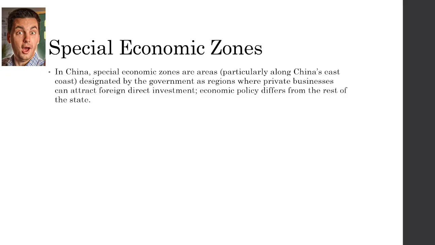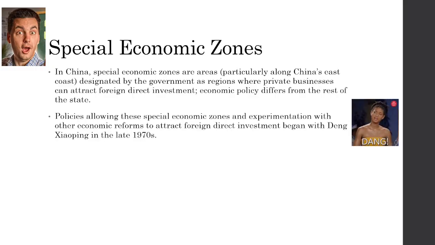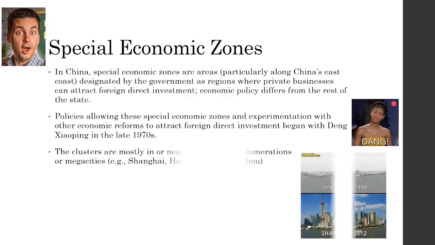It has its own economic laws. And this is to attract foreign direct investment for the private businesses of China. Now, policies that have allowed special economic zones and the experimentation with these new and regional-based policies began with a bunch of other economic liberalization reforms to attract foreign direct investment in the late 70s.